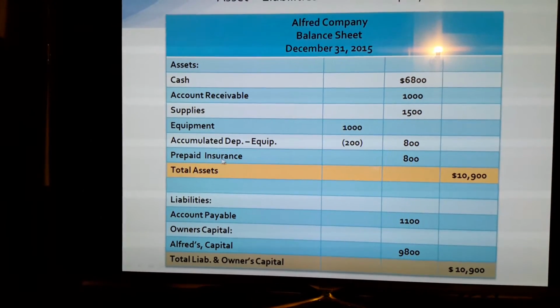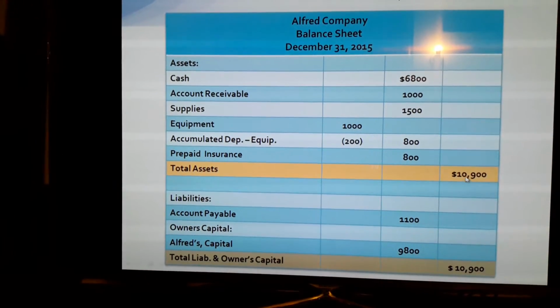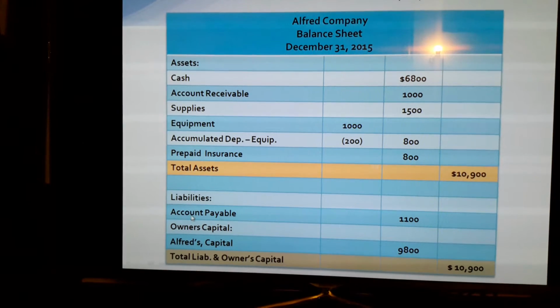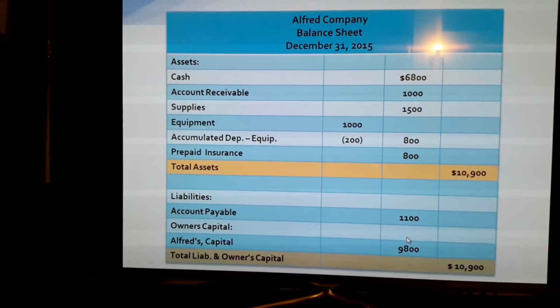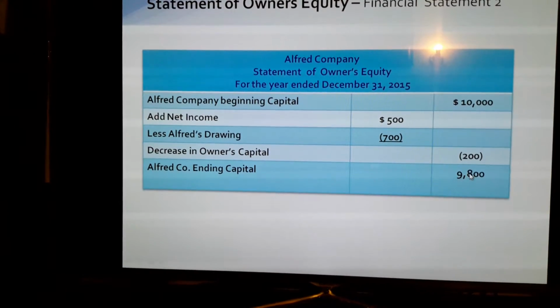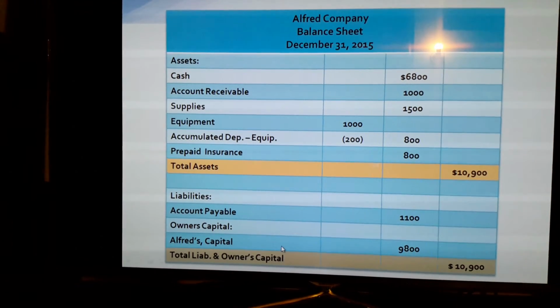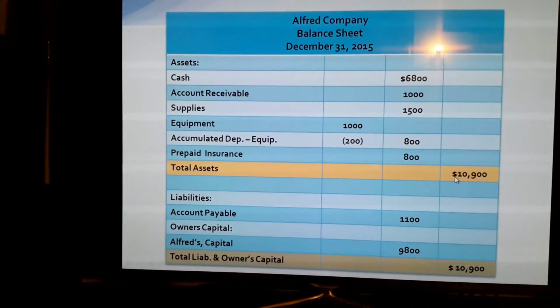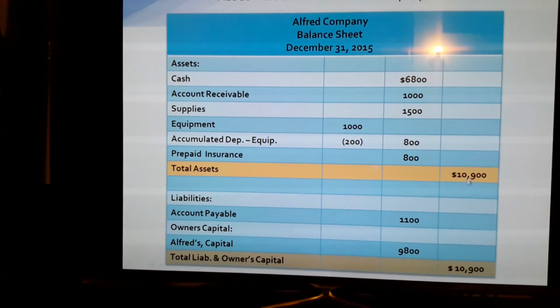Prepaid insurance. We had prepaid insurance of 1,200, but now we just have 800, and our total assets end up to 10,900. Our liabilities, we only have one liability, which is accounts payable, 1,100, and we already have our capital from the last statement, which is 9,800 in our statement of owner's equity, which you just transfer to Alfred capital, 9,800. So assets equal liabilities plus owner's equity. This will give you the same figure.